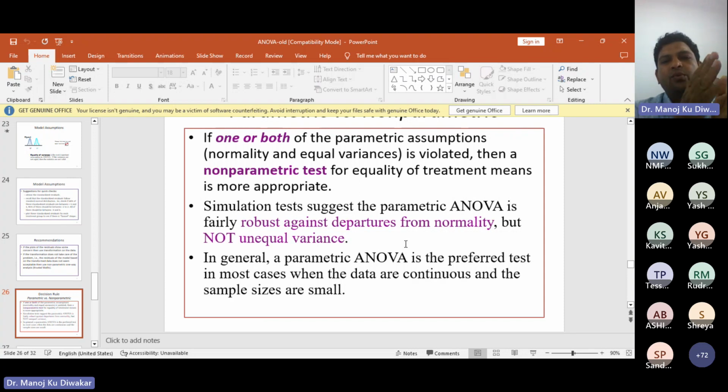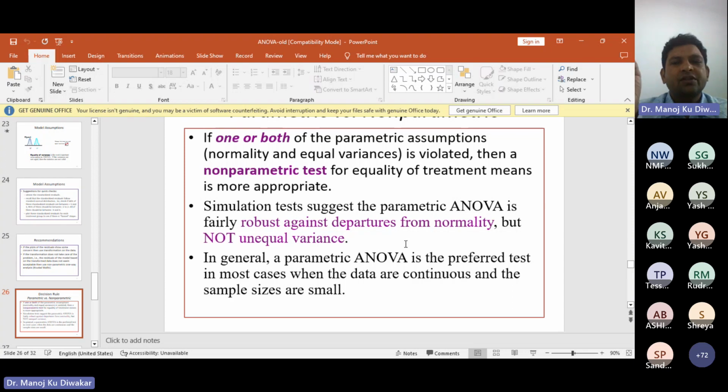If one or both of the parametric assumptions, normality and equal variances, are violated, then a non-parametric test for equality of the treatment means is more appropriate. If these assumptions are violated, then you can go for the non-parametric methods. Simulation tests suggest that the parametric ANOVA is fairly robust against departure from normality, but not against unequal variances.